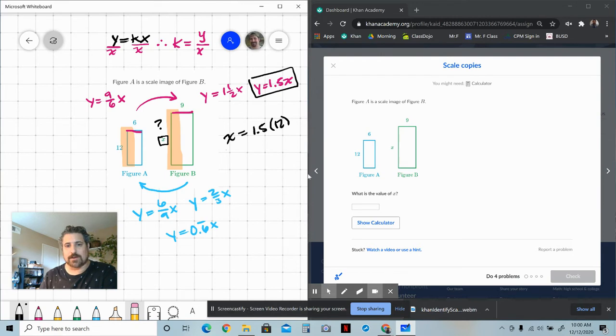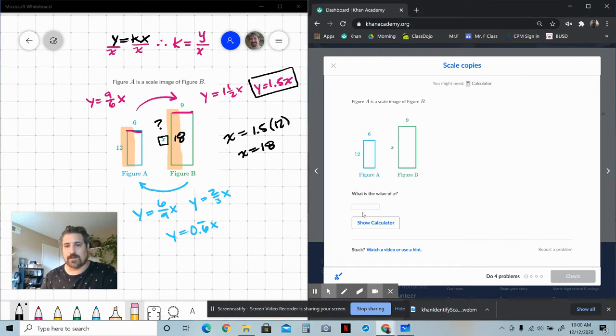So anyways, long story short, what is 1.5 times 12? 1 times 12 is 12. Half of 12 is 6. So you're looking at 12 plus 6 or 18. So the value here for 8x is going to be 18. So that's what you would put as your answer, okay? So what is the value of x? You would say 18. It's that easy.